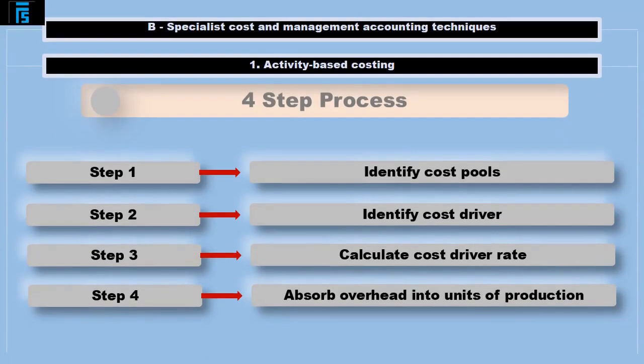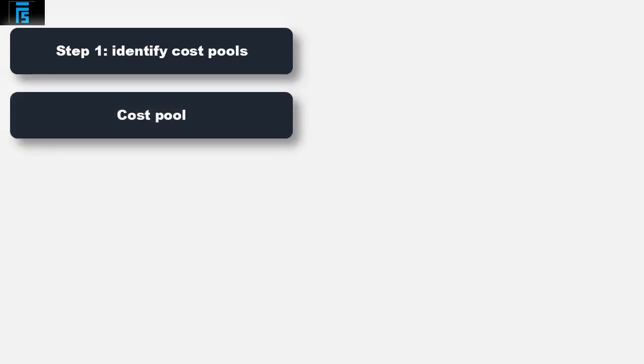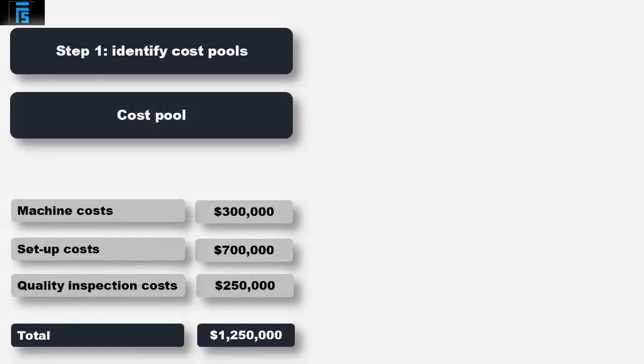Let's calculate the cost per unit using activity-based costing. As outlined above, a 4-step approach will be used to calculate the overhead cost per unit. Step 1 is to separate overheads into cost pools. This has been done for us in the question, in that the total company overhead of 1.25 million has been separated into 3 overhead types, or cost pools. The cost pools are machine costs of 300,000, setup costs of 700,000, and quality inspection costs of 250,000.